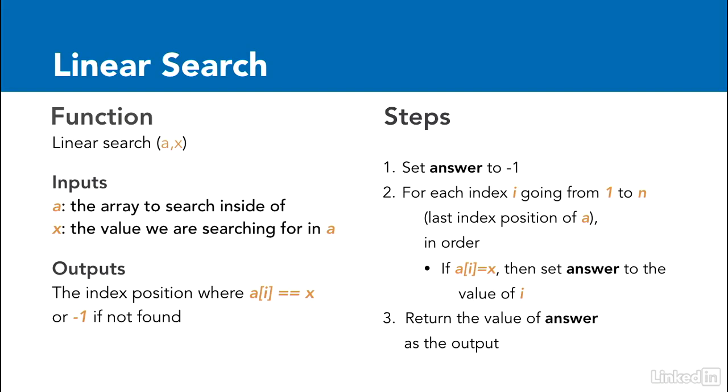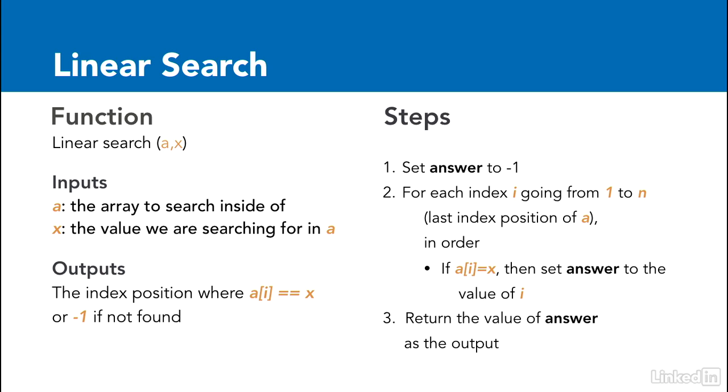Now, if we had a function called linear search, the inputs and outputs are similar to the binary search, where A is the array to search inside of and X is the value that we're searching for. And the output is where the index position is where our array A with the index position of I is equal to our value. Or it's a -1 that we return because we did not find it. So in our steps, if we have a variable called answer, we're going to set that to -1. We are essentially starting from the 0 position.